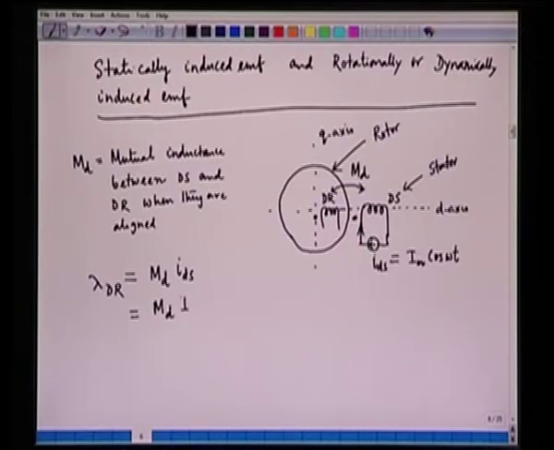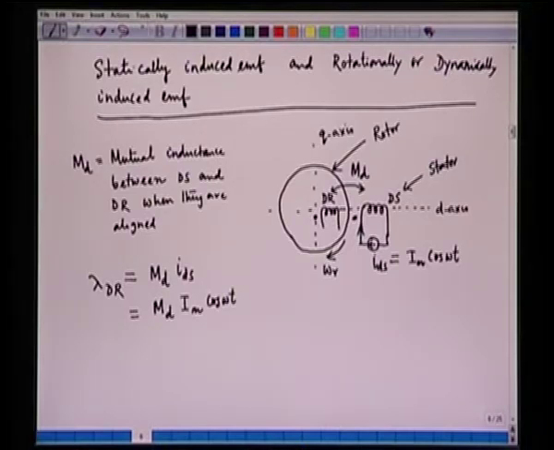So we can say that Md into Im cos omega t is the flux linkage with the d axis rotor because of the current in the d axis stator. So now what happens here is that we give the rotor a motion. The rotor is rotated now, it is not stationary, it is free to rotate, and it rotates at the speed of omega r. So when the rotor rotates, the flux linkage will change.